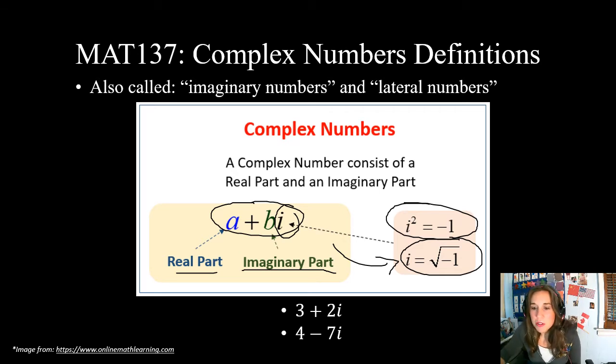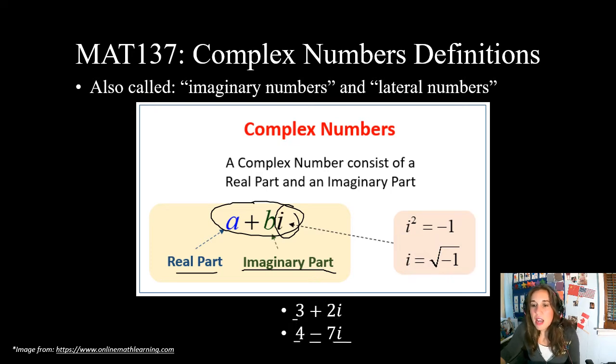Here are a few examples. So 3 plus 2i. In this example, 3 is the real part and 2i is the imaginary part, and then 4 minus 7i. And in this example, 4 is the real part and -7i is the imaginary part. So let's take a look at how we simplify these numbers.